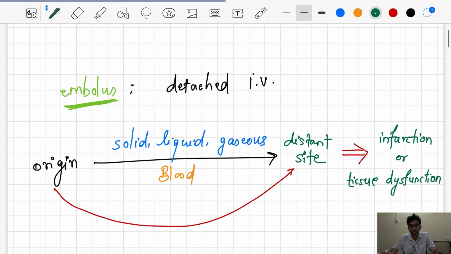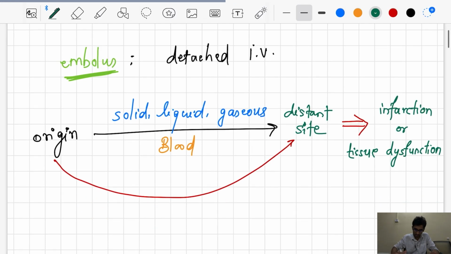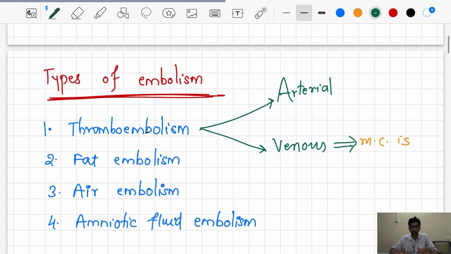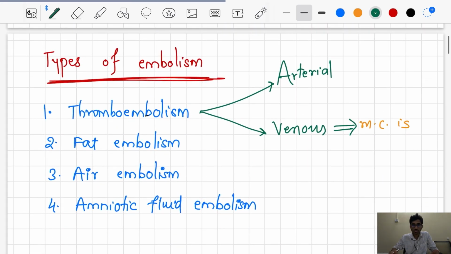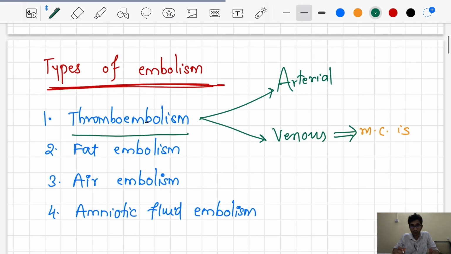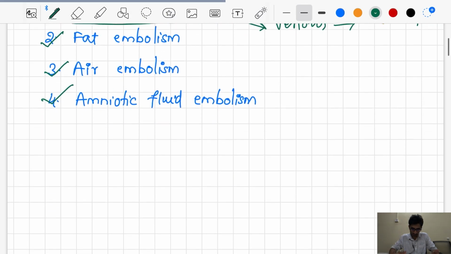So there are different types of embolus like air embolus, fat embolus, amniotic fluid embolus, and accordingly there are different types of embolism. First and most common is thromboembolism. Embolism is due to detached thrombus. So there are two types of thromboembolism. One is arterial and second is venous. In venous, most common is pulmonary embolism, which we are going to see in detail. Second is fat embolism, then air embolism or amniotic fluid embolism.